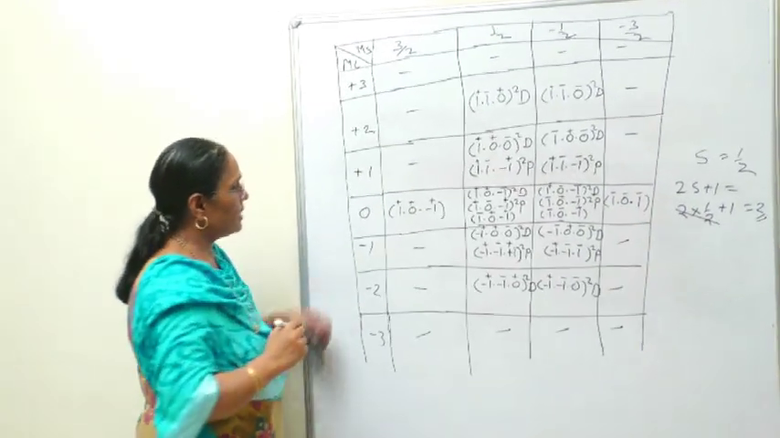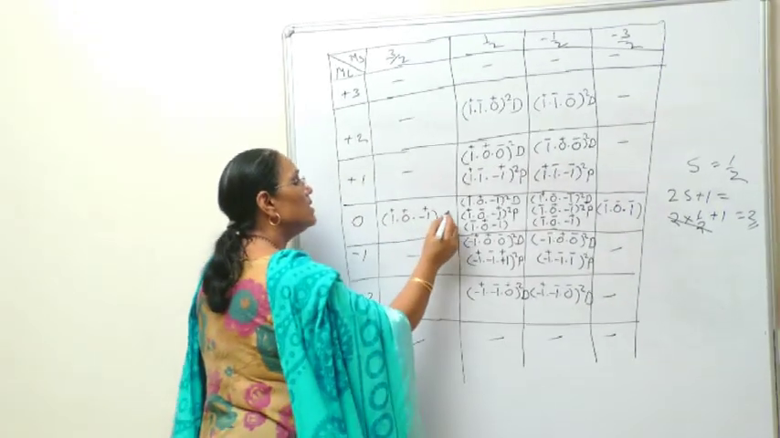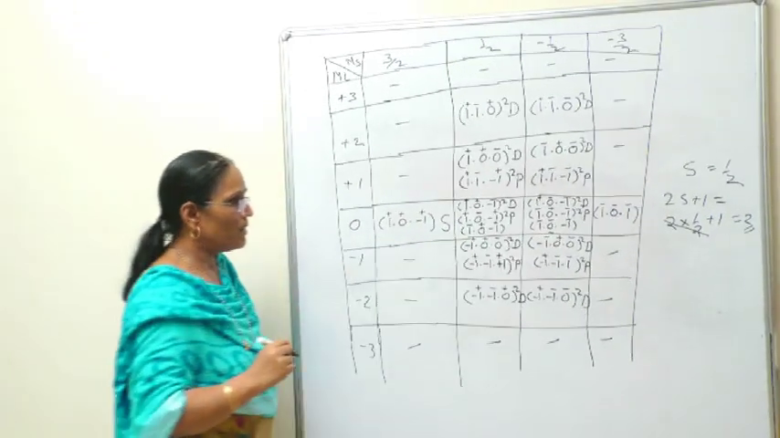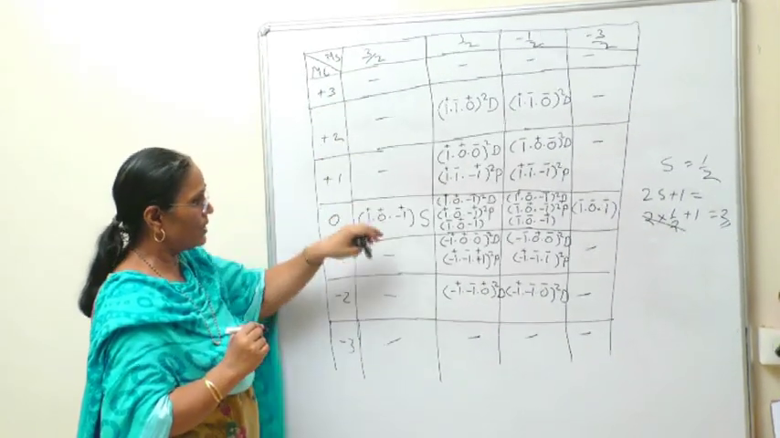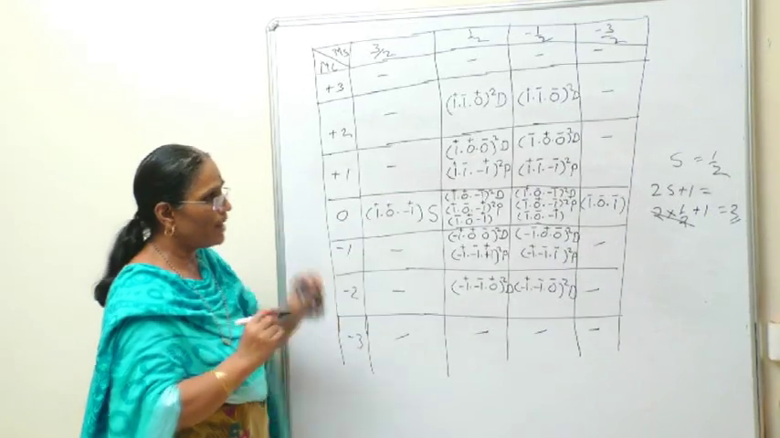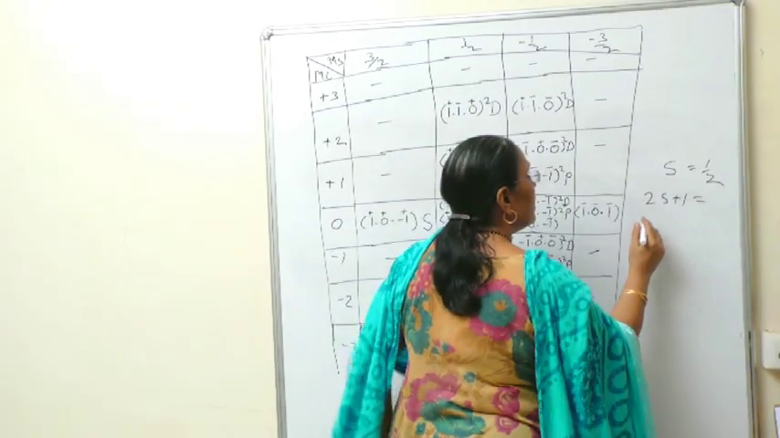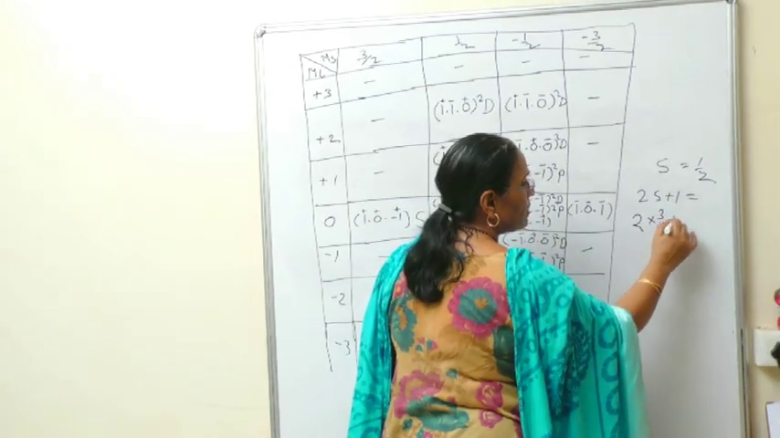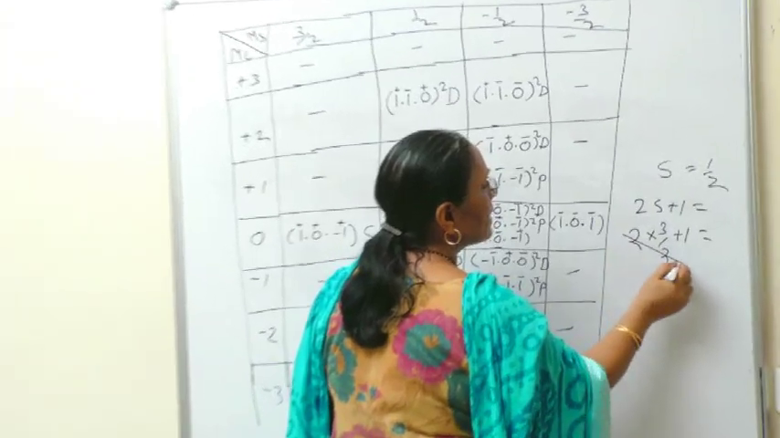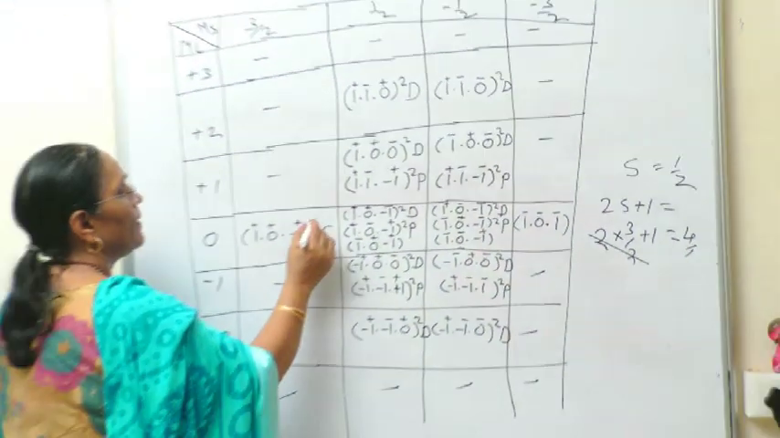For this microstate the ML value is 0, so the term symbol is S, and the MS value is 3/2. When the total spin is 3/2, 2 into 3/2 plus 1 is 3 plus 1, that is 4. So the term is quartet.